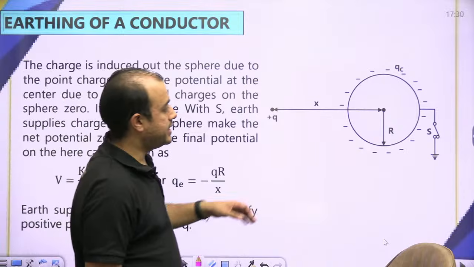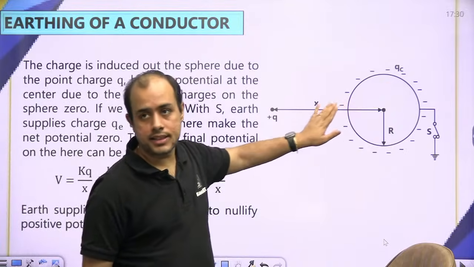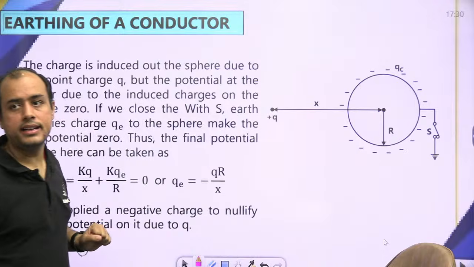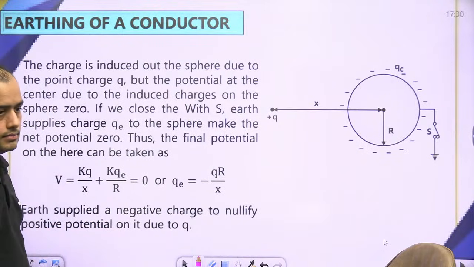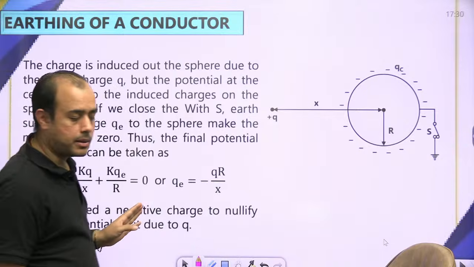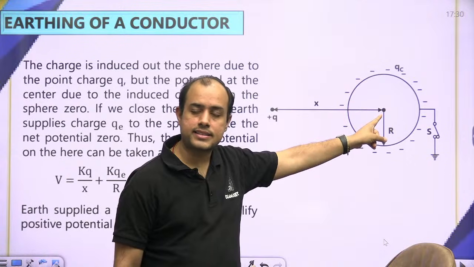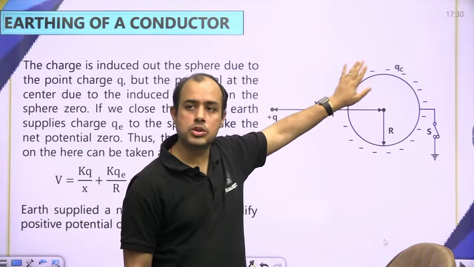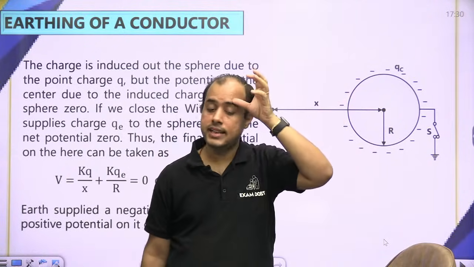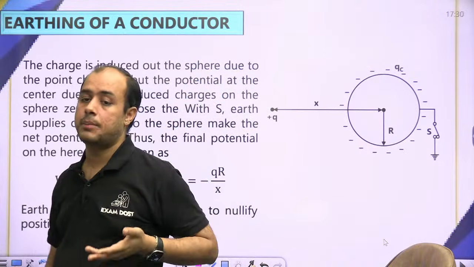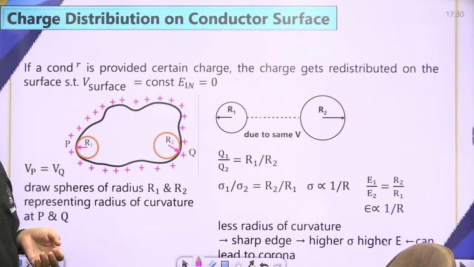Now charge induced will be minus q into capital R by x. Point समझ में आया? ये बात समझ में आई बेटा? मैंने क्या किया? Due to the point charge, I am directly seeing the distance to the center. Due to the induced charge, I am taking the potential same as the potential on the surface.